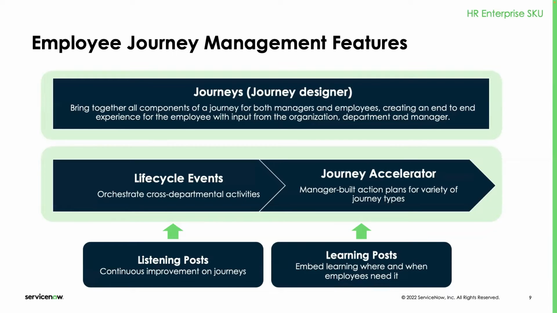Okay, and so what are the features of EJM? I'll just give a quick overview, and I'm going to start with this middle layer here. Previously, before Tokyo, we had two different features for building employee journeys for customers. First, lifecycle events. Lifecycle events enables you to orchestrate those cross-departmental activities for any sort of complex employee transition. I think most people here are probably familiar with lifecycle events, but it's been around for a while. There are lots of great resources if you want to learn more about lifecycle events.